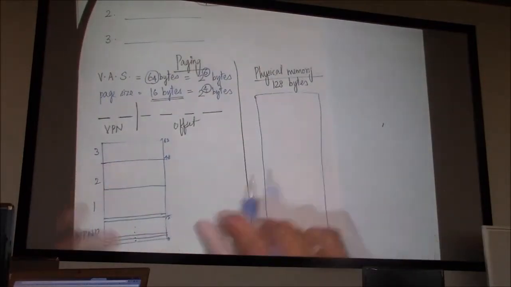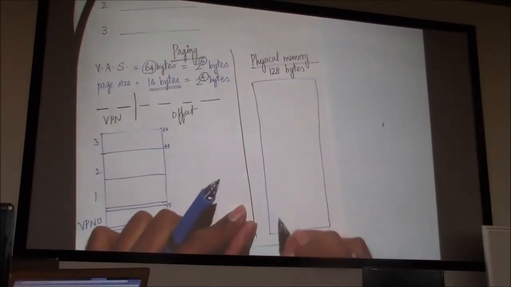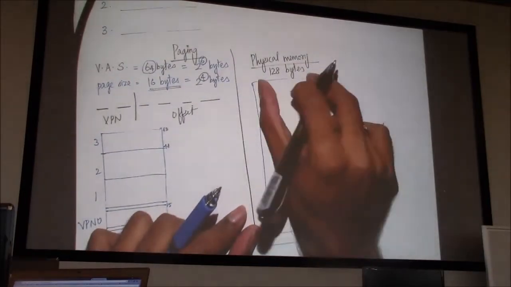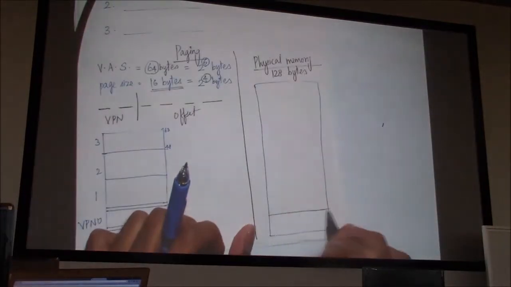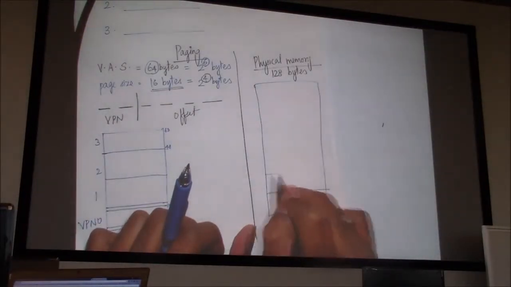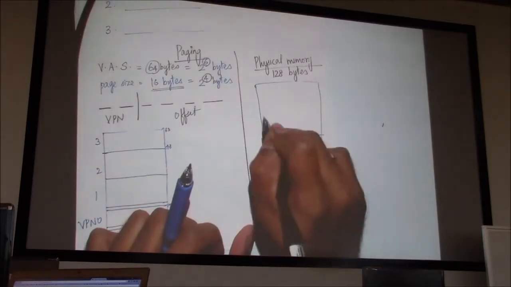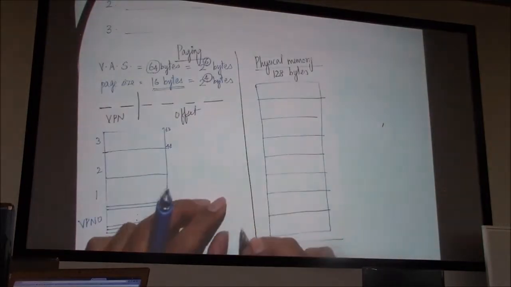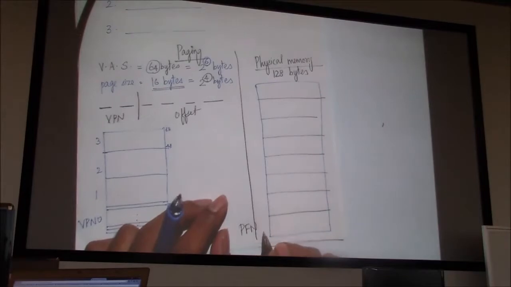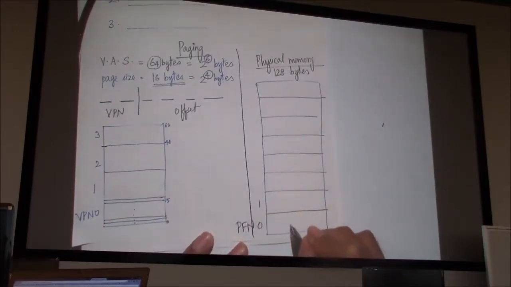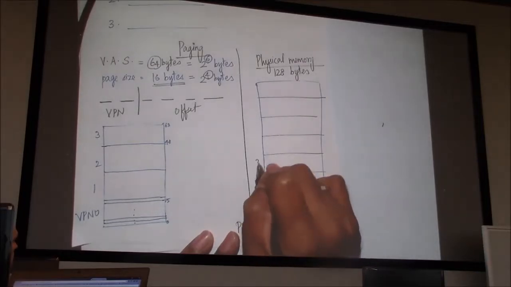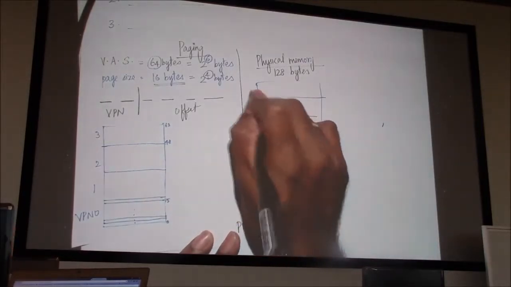So we can divide this physical memory of 128 bytes, if you divide it by 16, we get 8 physical pages. And these are called the physical frame numbers. This is physical frame number 0, physical frame number 1, 2, 3, 4, 5, 6, and 7.